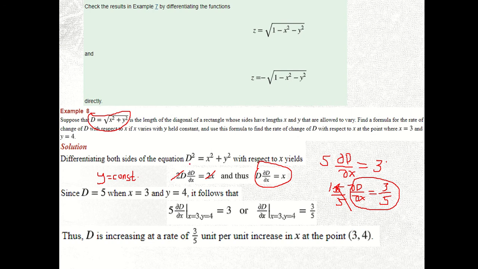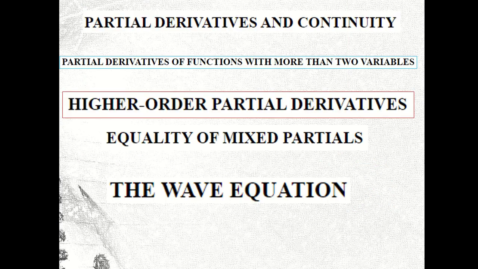All right, so this is another example applying our implicit differentiation, partial differentiation. Now you might get bored, because there are a lot of examples already that we have discussed on this topic, partial derivatives. Actually, there are more to discuss, class, but because of time constraints, we'll just select some of the remaining topics. The next topic for this one is partial derivatives and continuity.